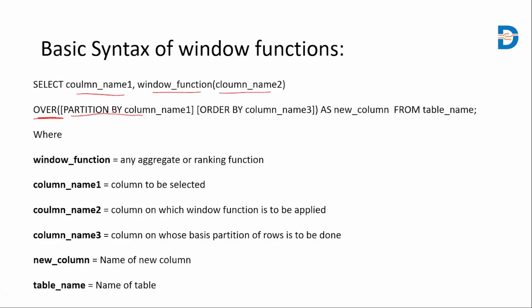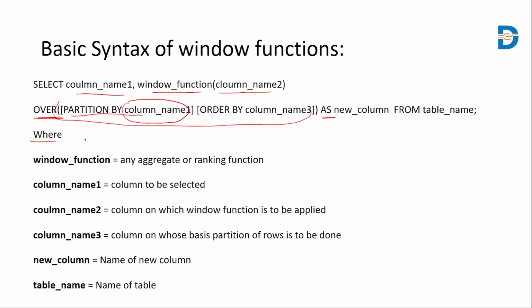So here, instead of using GROUP BY, we are going to use PARTITION BY. Based on the different unique values in that particular column, we partition the rows into different groups using PARTITION BY. After that, we can use ORDER BY to arrange in ascending or descending order by a particular column. And as a new column, with an alias name, we give the whole expression as a new column from our table name.